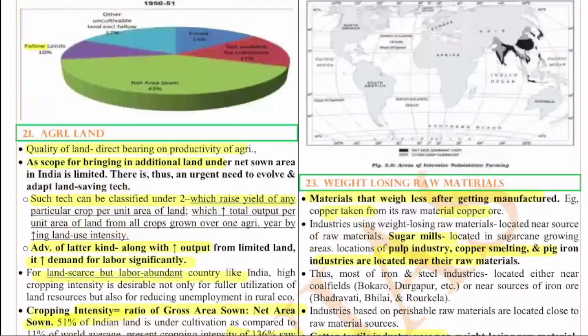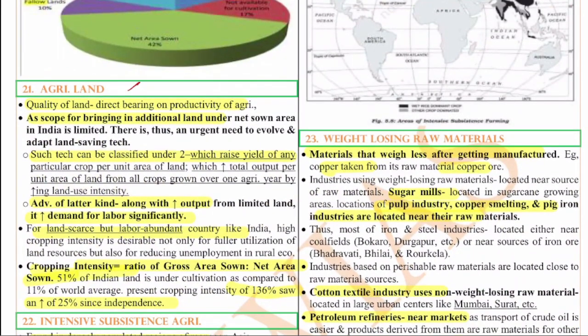Next, the 21st question is on agricultural land. The quality of land has a direct bearing on the productivity of agriculture. Agricultural productivity will always need very good quality of land, good quality of soil and water as well, as the scope for bringing additional land under the net sown area is limited. Thus there is an urgent need to evolve and adapt land-saving technology, because once we transfer agricultural land to non-agricultural activities, it is very difficult to bring it back into the ambit of agriculture.